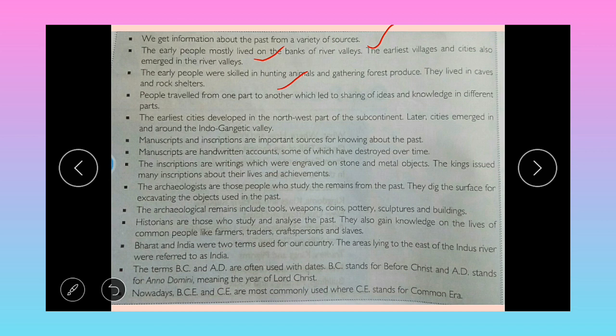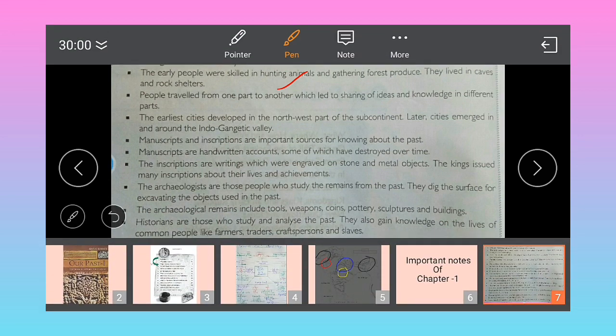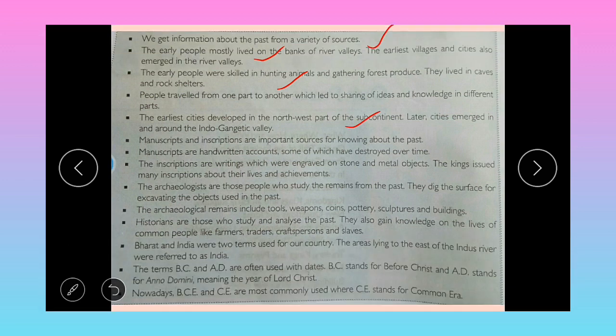Our next point is that the earliest cities developed in the northwest part of the subcontinent. Later cities emerged around the Indo-Gangetic Valley. So what the text is telling us is that the earliest cities developed in the north and west part of the subcontinent.